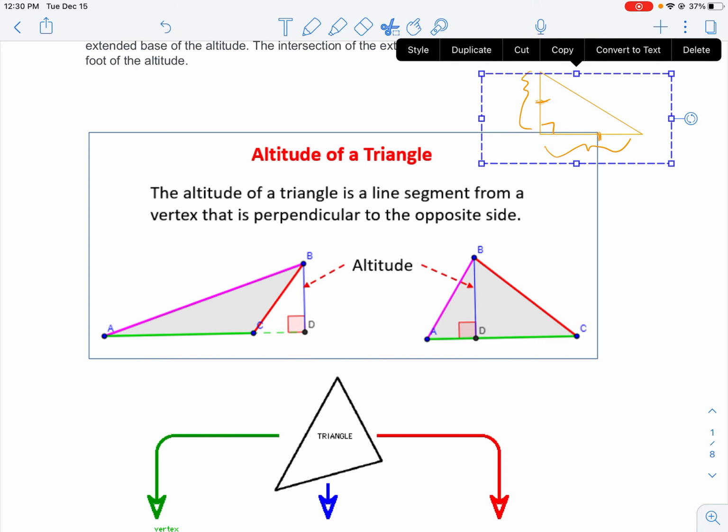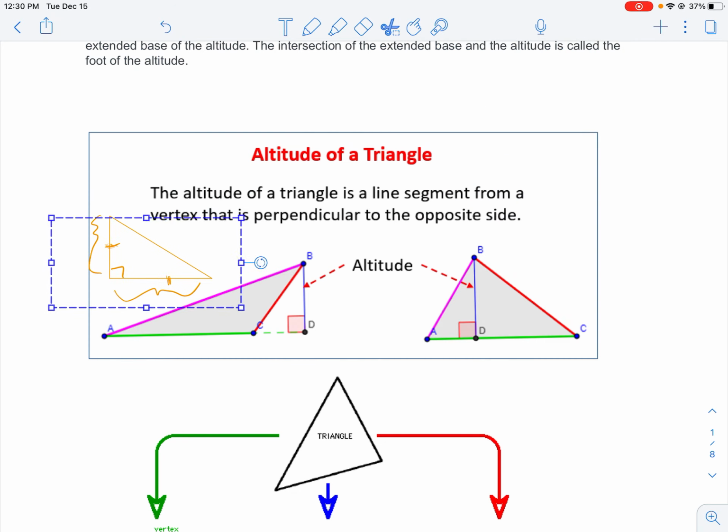Okay? So it can either be one side or the other, but the altitude of the triangle is a line segment from the vertex that is perpendicular to the opposite side. So as you can see here, the side's kind of extended, right? But B is perpendicular to this line segment AC. And then again, BD is perpendicular to line segment AC over here. And how do we know? Big old square letting us know it's a right angle.